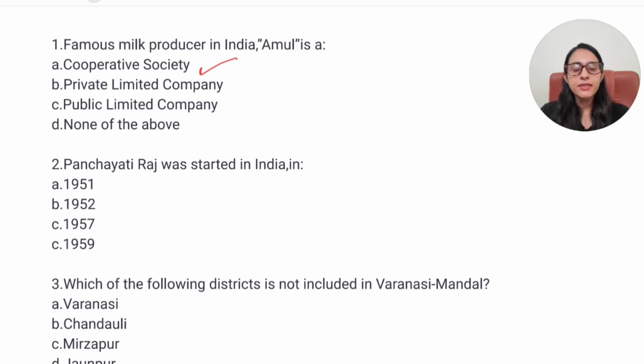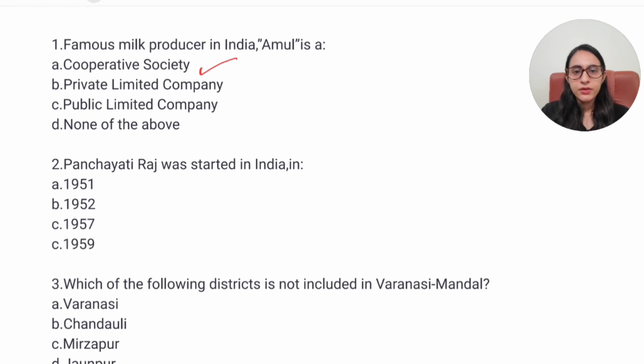The next option B is private limited company. Amul is not a privately owned company. It operates on a cooperative model, not as a privately held corporation. Option C is public limited company. Amul is not a publicly traded company with shares traded on the stock market. And option D is none of the above. That is incorrect because Amul is indeed a cooperative society.